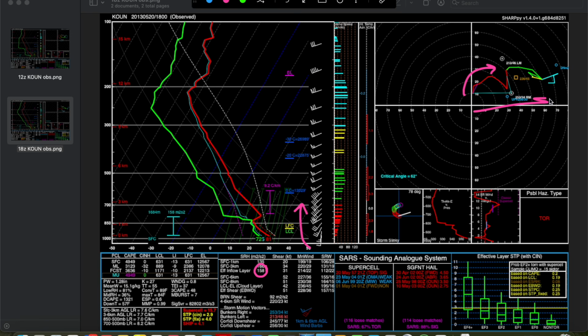Still, strong deep layer shear for supercells, effective bulk shear over 50 knots, and those supercells would tend to be at least semi-discrete given deep layer shear vectors fairly perpendicular to the dry line, especially across central and southern Oklahoma.